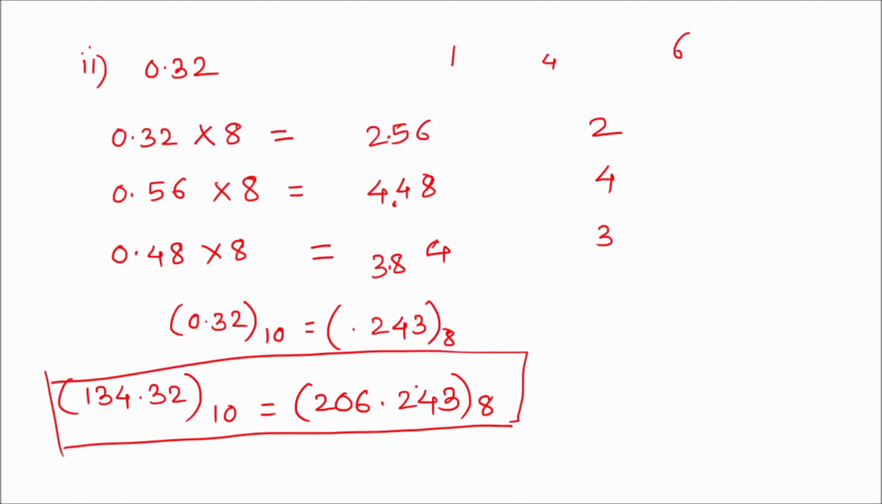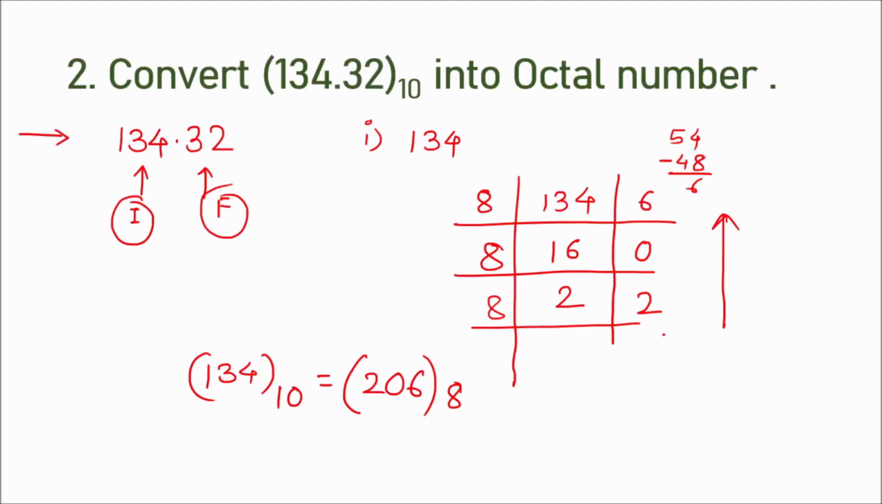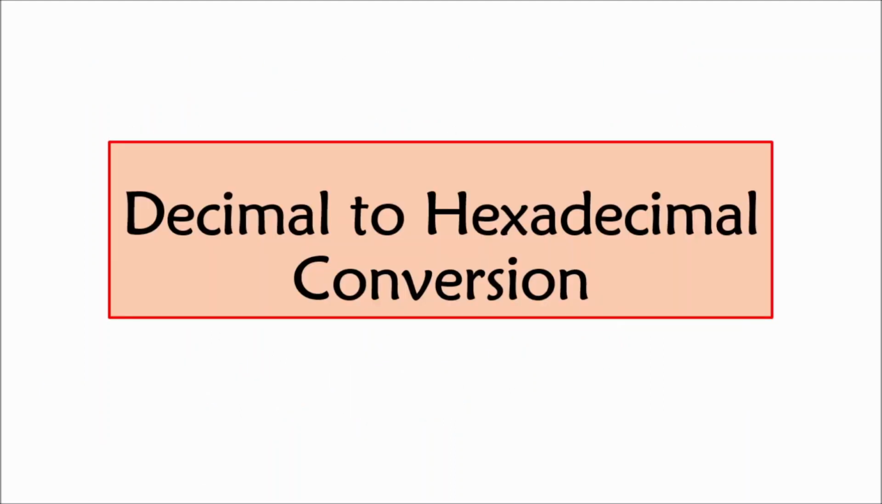And while writing this fraction part, you have to start writing from top to bottom. And in case of integer, you have to start writing from bottom to top. So that you must keep in mind. Now after converting decimal into octal, we'll move towards decimal to hexadecimal conversion.